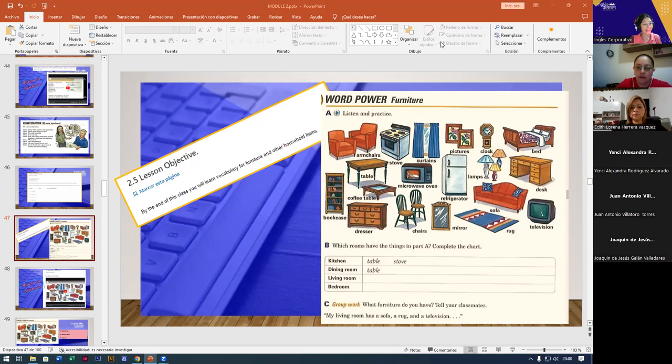So which are those? There are a lot of things that we need. For example, the armchairs. So these are not sofas, but armchairs. We have a stove, table, bookcase, dresser, coffee table, curtains, microwave oven, chairs, mirror, refrigerator, pictures, clock, lamps, sofa. So this will be the sofa, right? The one that you can sleep on, that will be sofa. Then we have rug, television or TV, right? That is very common to know as TV. We have a desk and we have a bed.